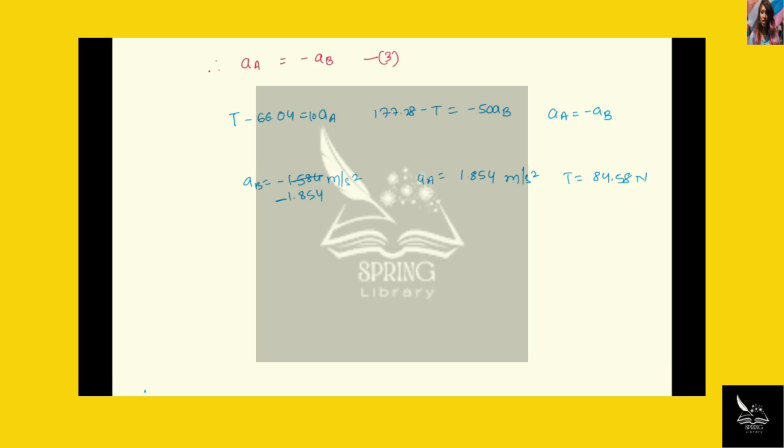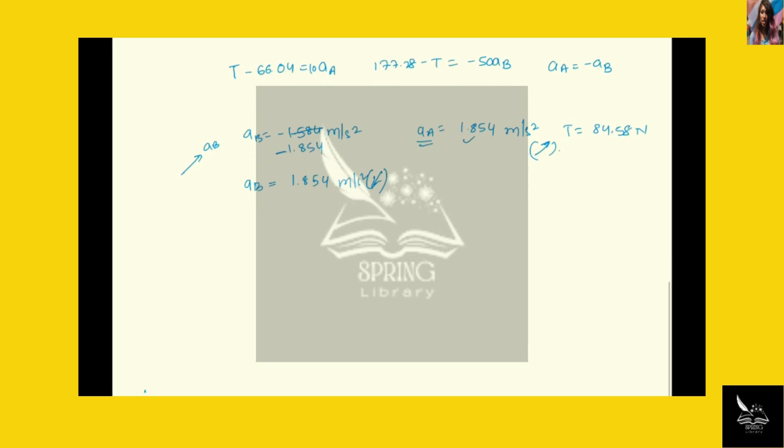Here it is minus, so our assumed direction of upward AB motion was wrong, so block B is moving downward with an acceleration of 1.854 meter per second square in the downward direction. And AA is positive, so our assumed direction was correct, it is moving upward.